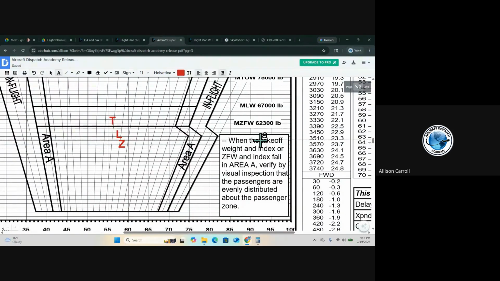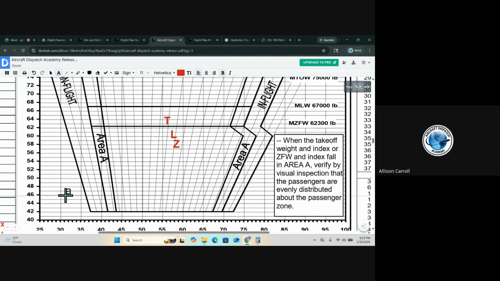Okay, so when the takeoff weight and index or zero fuel weight and index fall in area A, verify by visual inspection that the passengers are evenly distributed about the passenger zone. So this is where I was talking about my letters were over in this area over here. If they are in area A or further, then it's saying, okay, now you need to move your passengers around. You need to distribute your passengers a little bit more evenly. Okay, got it. Thank you.